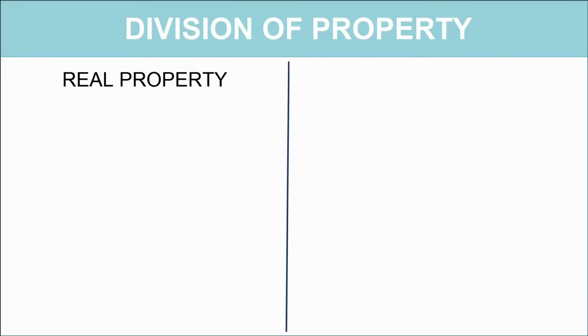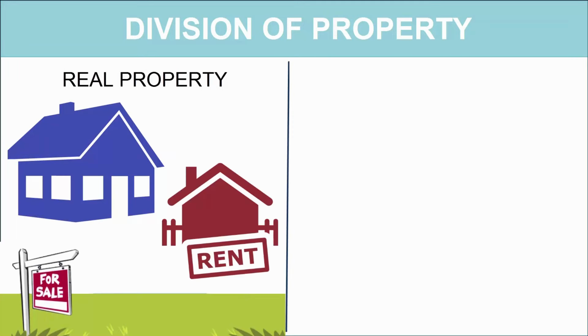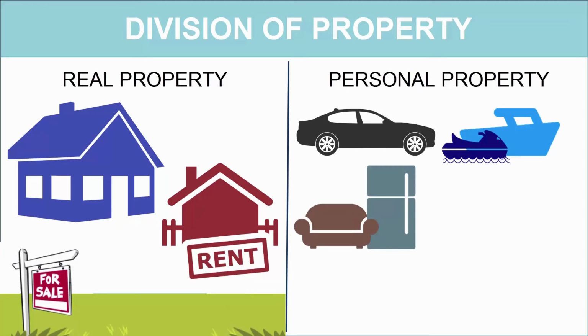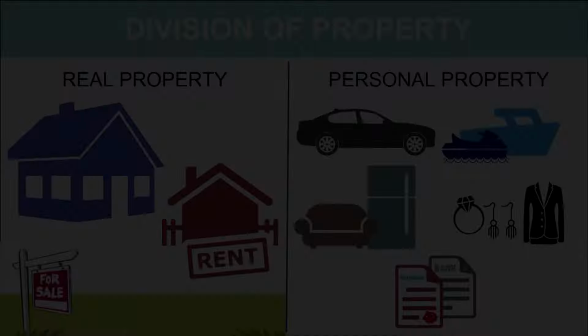There are two types of property the parties or the court may have to divide in a divorce case. First, there is the party's real property, which is the party's house or any other land or real estate that they own. Second, there is the party's personal property, which is their cars, boats, and household furnishings, such as furniture and appliances. Personal property may also include items such as jewelry, clothing, bank accounts, and retirement accounts. Please know that the court only divides community property and does not divide separate property.